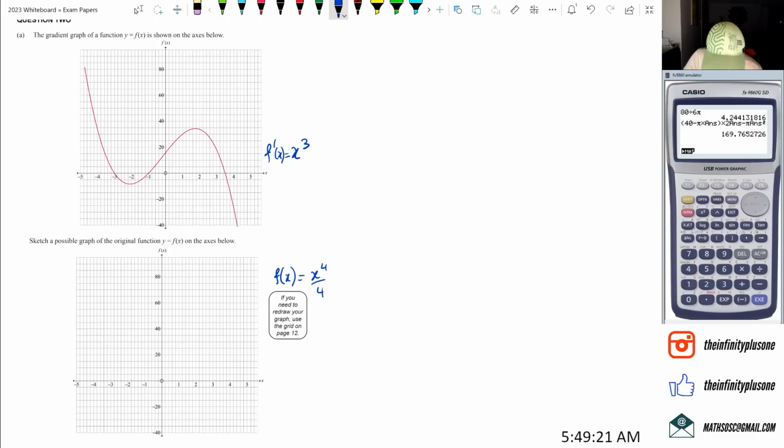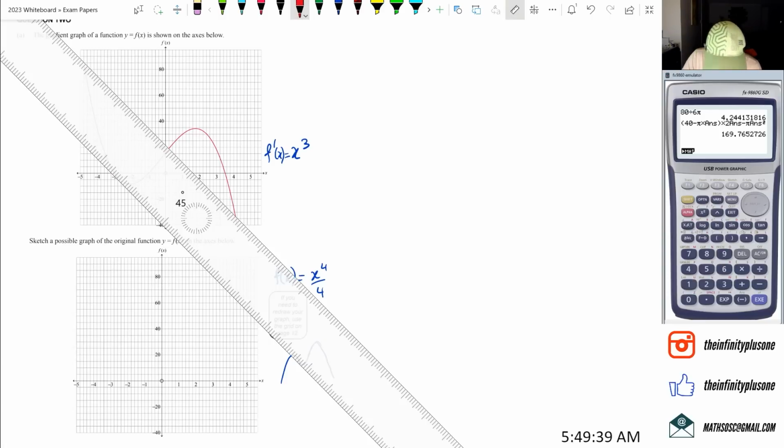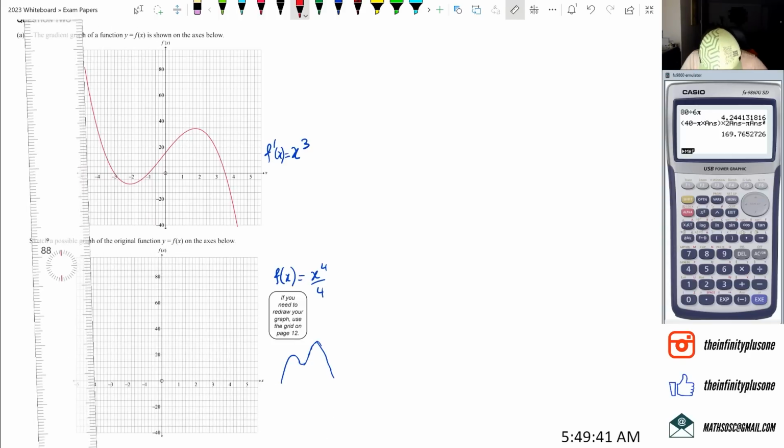Now, I don't even know if some of you have seen what this graph looks like. Basically, x to the power of 4, because it's upside down, looks like a weird W shape. That's what this graph is for x to the power of 4. So that's what you've got to try and do. I always struggle with this part of it.